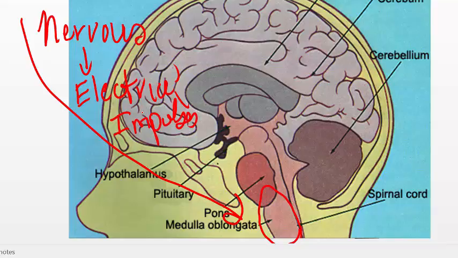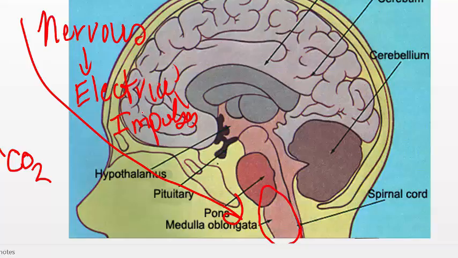So the question is, what's the stimulus for breathing? Well, the most powerful stimulus for breathing in the human body is an increase in the waste product of metabolism called carbon dioxide. As carbon dioxide builds up in arterial blood, that will stimulate the medulla, and the medulla will begin to fire electrical impulses.